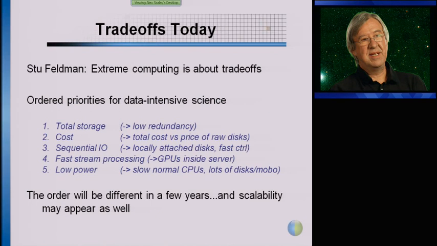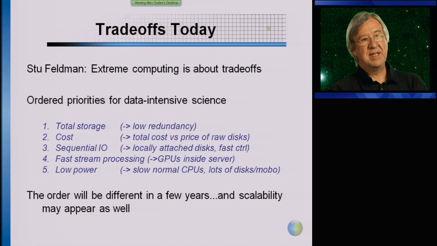So what are the trade-offs? And when we talk about extremes and extreme computing, it's all about trade-offs. So I put together a tentative list of ordered priorities for such data-intensive science projects. And I would put today the top priority would be total storage with a relatively low redundancy. The second one would be cost. So what is the cost of the system versus the cost of the price of the raw disks that we need?